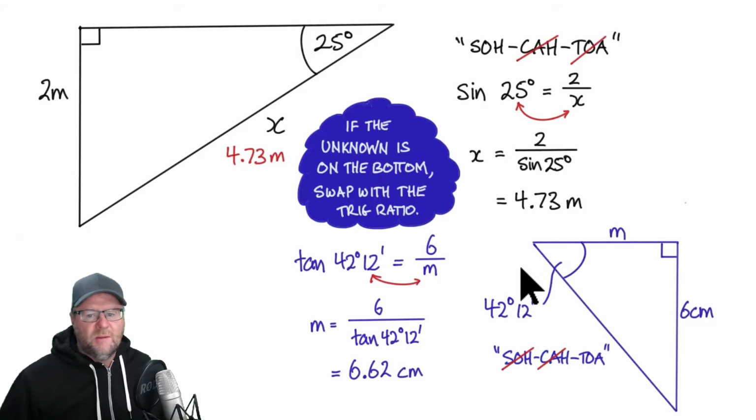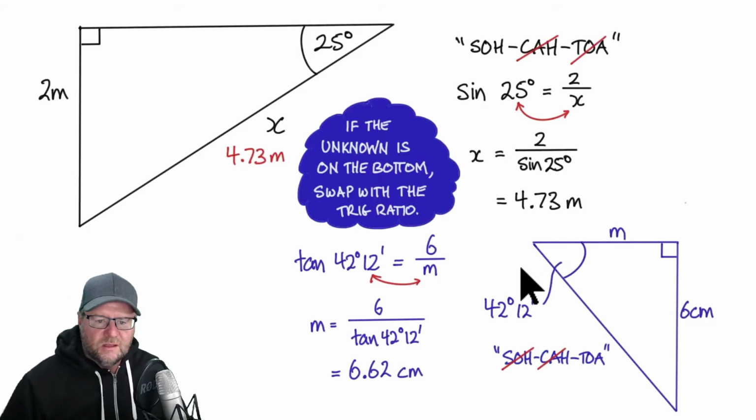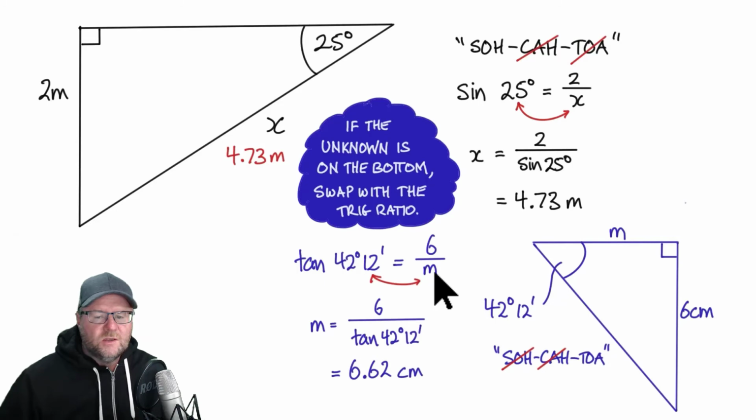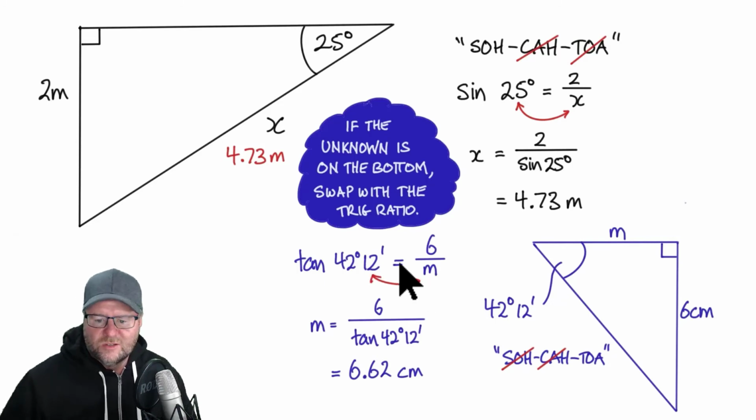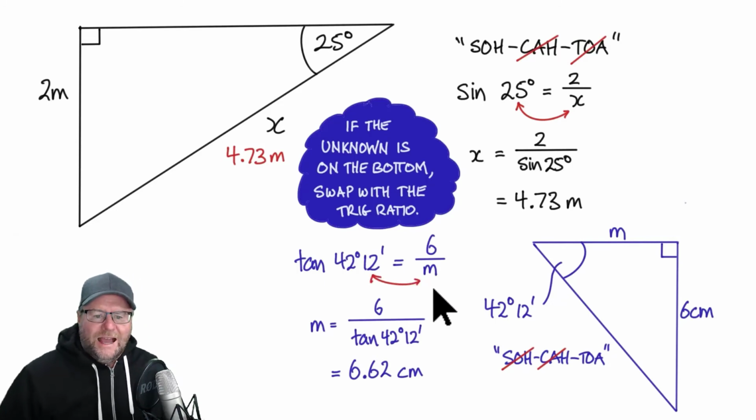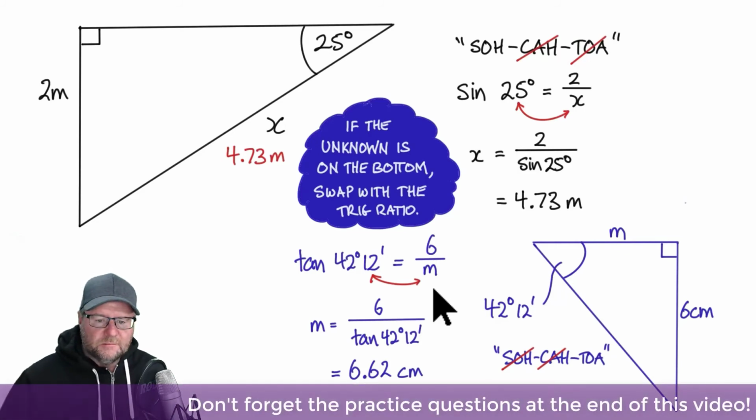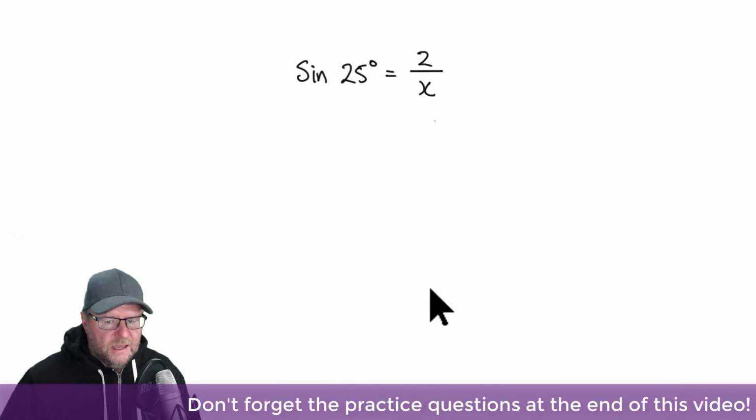Great job. So just remember that little tweak at the end that says if the unknown is on the bottom, which it was in both of these examples, you simply swap it with the trig ratio. If you're okay with that, you can stop here. But I do want to quickly go through the algebra, just for those of you who want to know, well, actually, you don't just tell me to swap them, show me why the maths works. Well, let's have a look and see how it works.